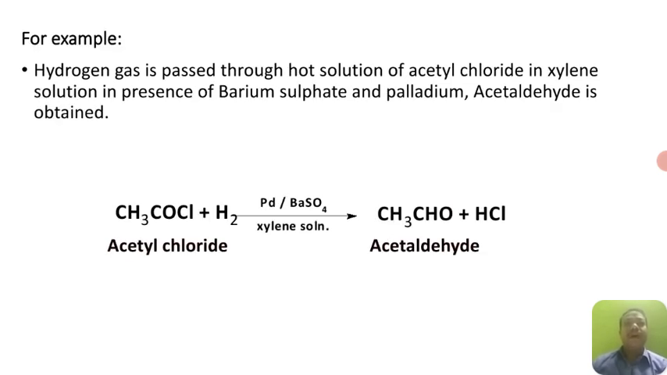I have taken a specific example over here, how to generate acetaldehyde from acetyl chloride. When hydrogen gas is passed through the solution of acetyl chloride in xylene in the presence of barium sulfate and palladium, acetaldehyde is obtained.